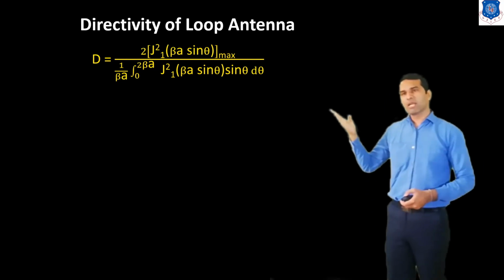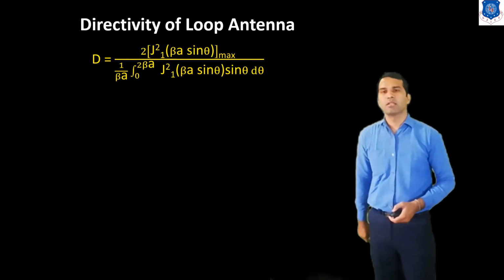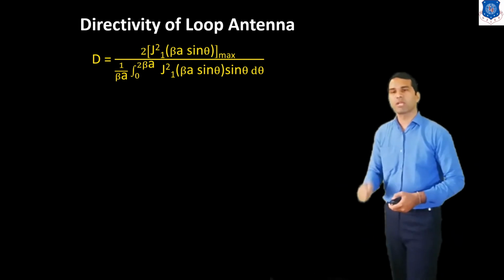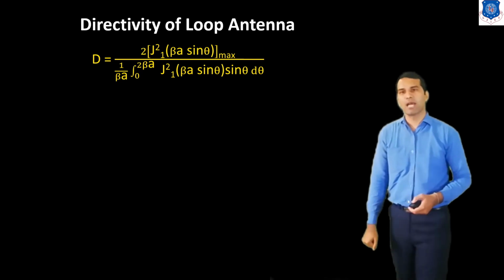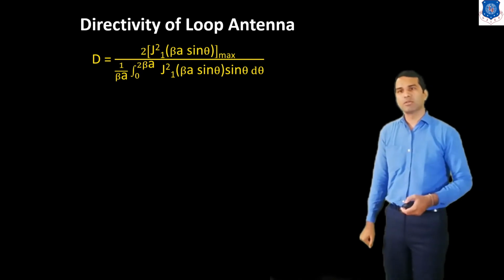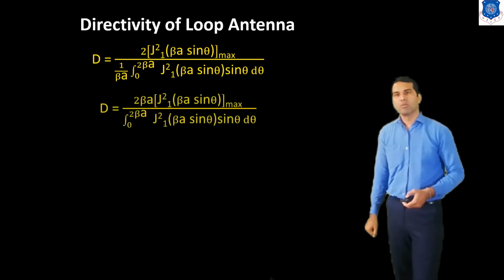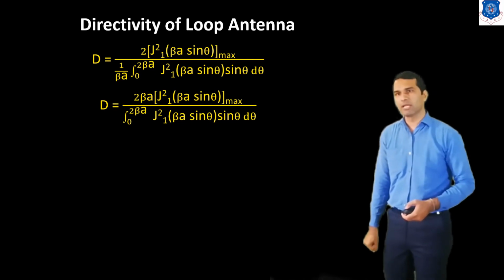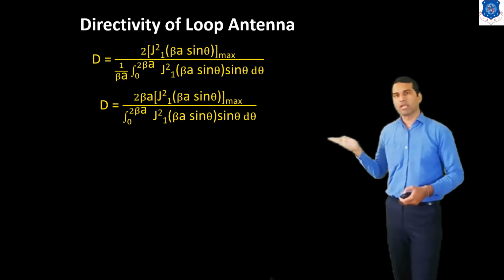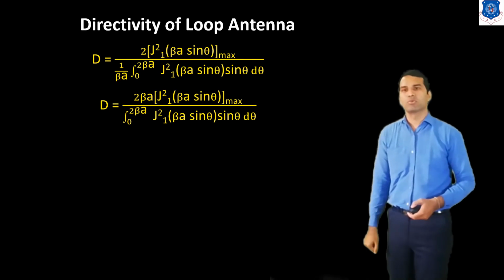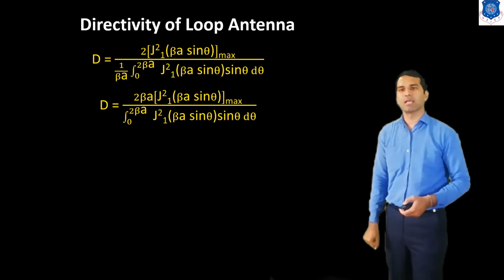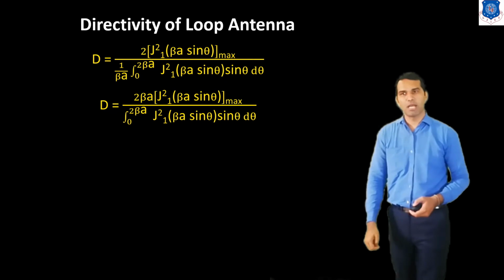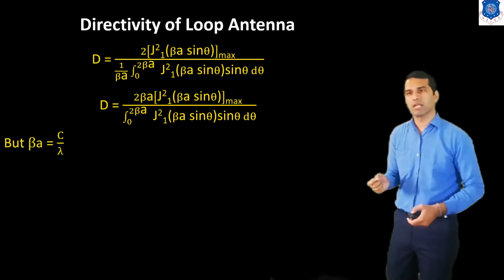Now we take the constant terms, and when we simplify the equation, we can write D is equal to 2 J1 square of beta a sin theta maximum, over 1 upon beta a times the integral from 0 to 2 beta a of J1 square of beta a sin theta into sin theta d theta. So 1 upon beta a, we have taken in the numerator. So the equation becomes 2 beta a J1 square of beta a sin theta, and the integration remains the same, from 0 to 2 beta a of J1 square of beta a sin theta into sin theta.